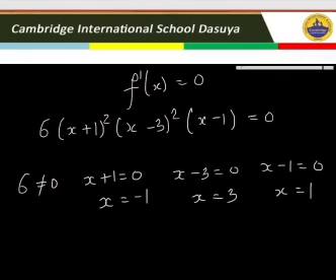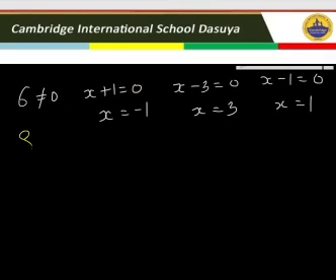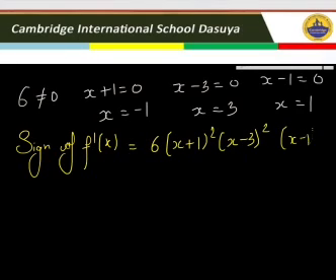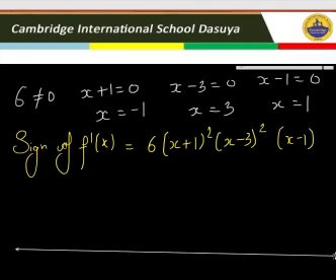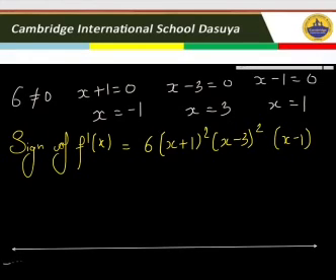Now check this on the number line. So we have the intervals, and we have to check the sign of f dash x. So this is 6(x plus 1) whole square, (x minus 3) whole square, (x minus 1). Let's switch on to the number line. I draw the number line for you. So this is minus infinity to positive infinity. Let x equal minus 1 be here, x equal 1 is here, and x equal 3 is here. So here we get 4 intervals.